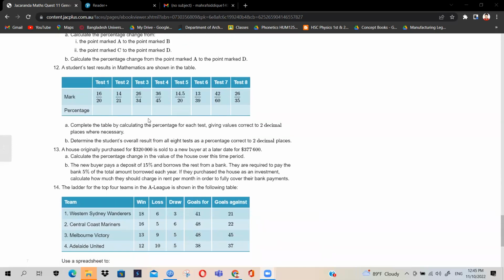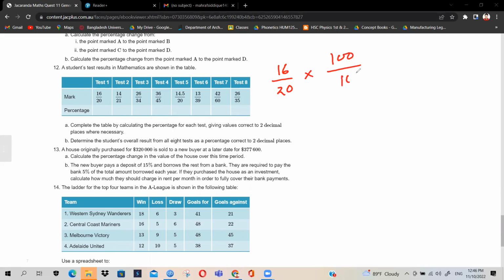Complete the table by calculating the percentage. This is easy. Whenever you are trying to calculate the percentage, what should you do? Say they have given us the fractions 16 upon 20, 14 upon 21, and you have to convert them to percentage. What do you do? Times that fraction by 100%.